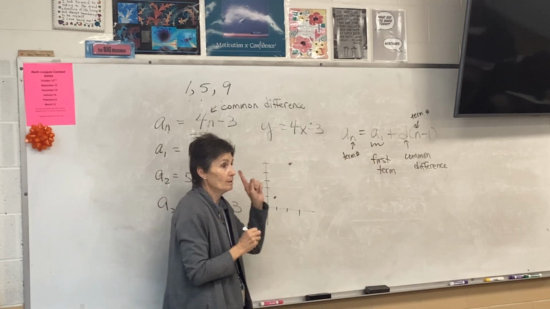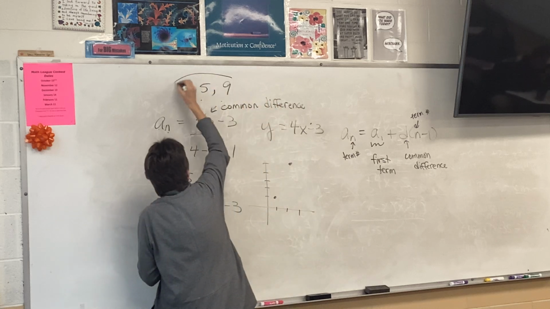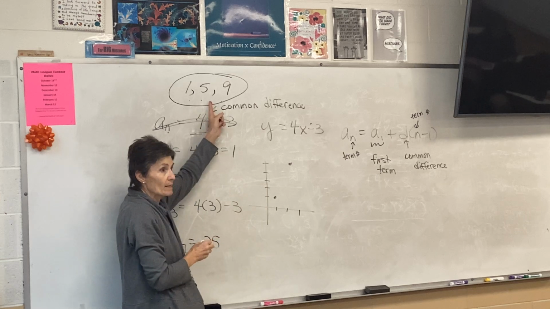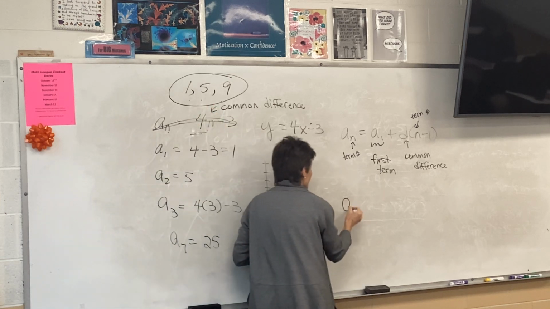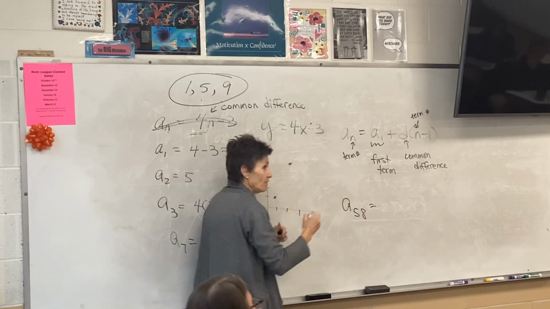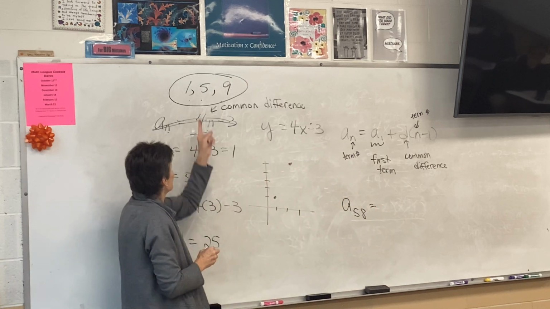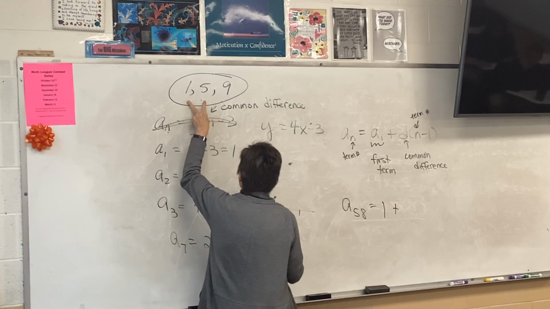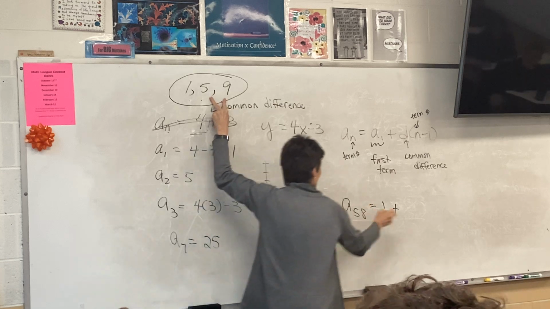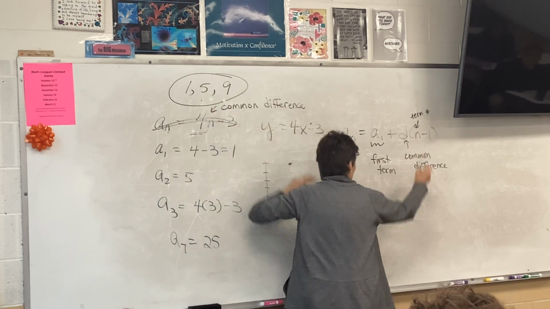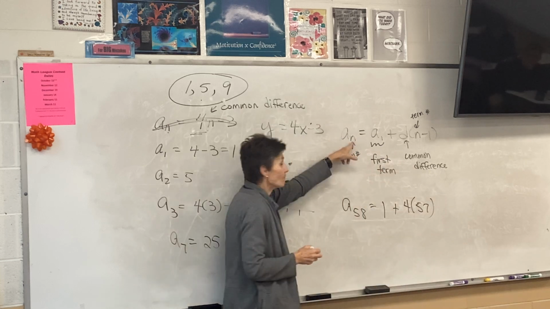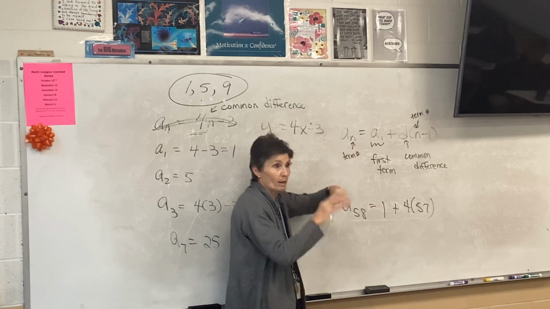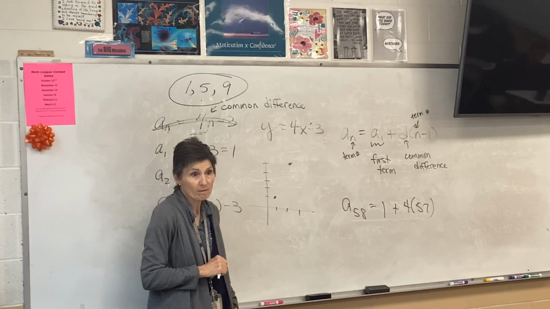So for example, if this was all that I had, if I didn't have this formula, if all I had was that right there, and I wanted to find the 58th term, A sub 58, I could do it because my first term is 1, my common difference is 4, and 58 minus 1 is 57. So that formula, if I have a sequence in front of me, will find whatever term I want, okay? Pretty easily.